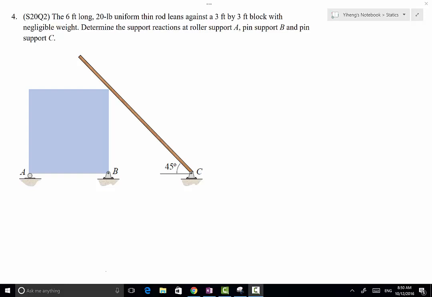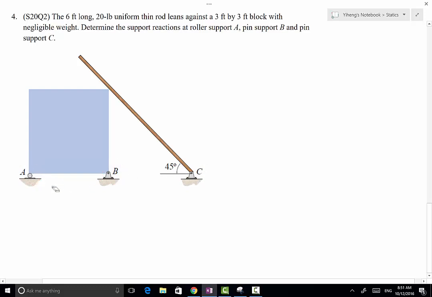In this problem, we have a 6 feet long uniform thin rod with a weight of 20 pounds, and it's leaning against a 3 foot by 3 foot block. The block itself has negligible weight. So the block is supported at point A by a roller, point B by a pin, and the rod is supported at point C by a pin as well. And we need to solve for the support reactions at all these 3 supports.